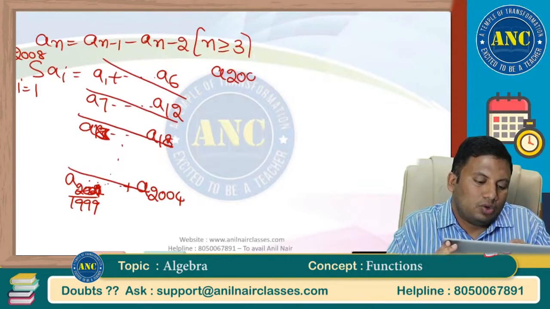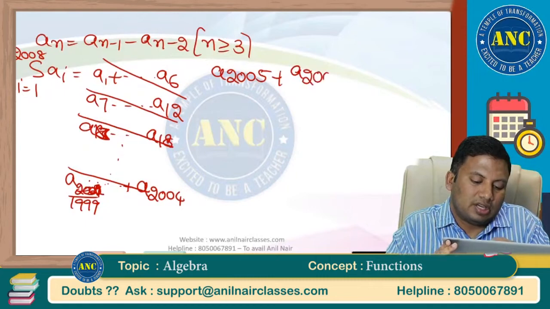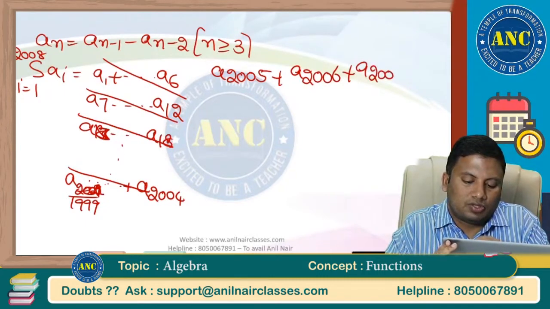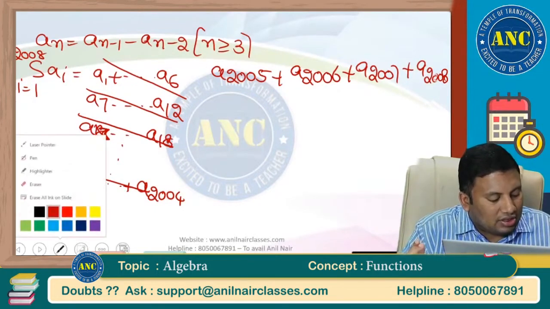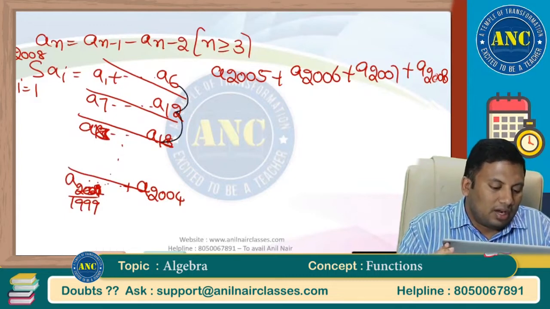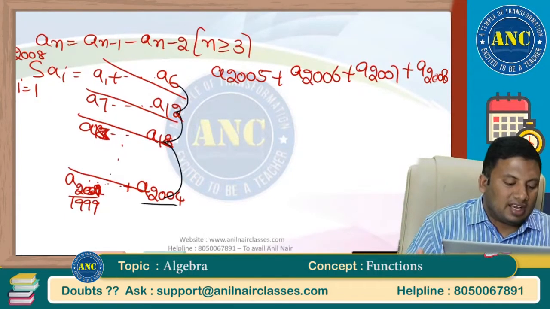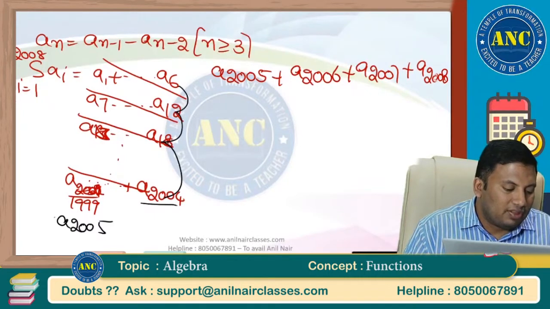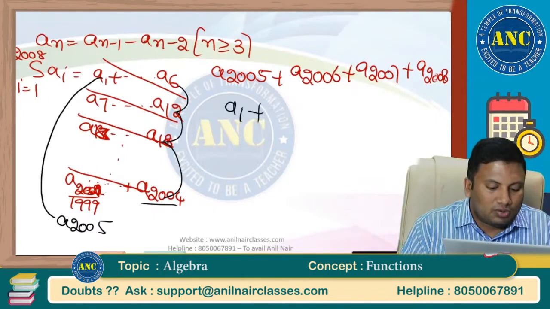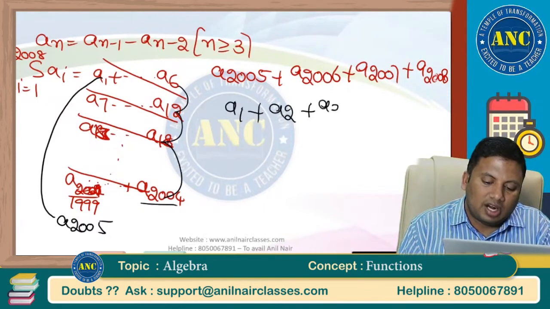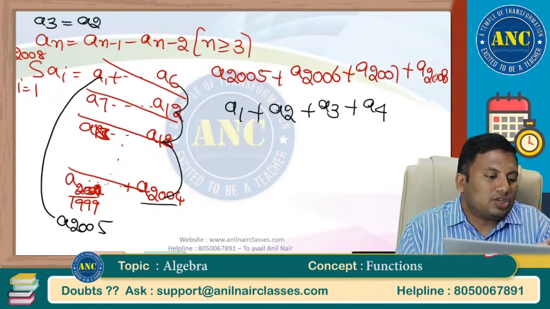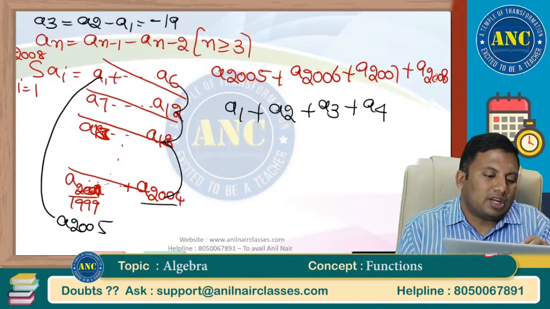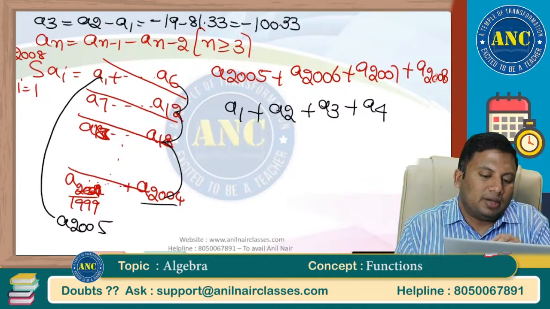I require 2005, 2006, 2007 and 2008. Now see here, 2004 and all the multiples of 6 are a6k. Then 2005 will come here, which is the first term, a1. 2006 is the next term, the third term is a3, and the fourth term is a4. These are a3 equal to a2 minus a1, which is minus 19 minus 81.33, minus 100.33.